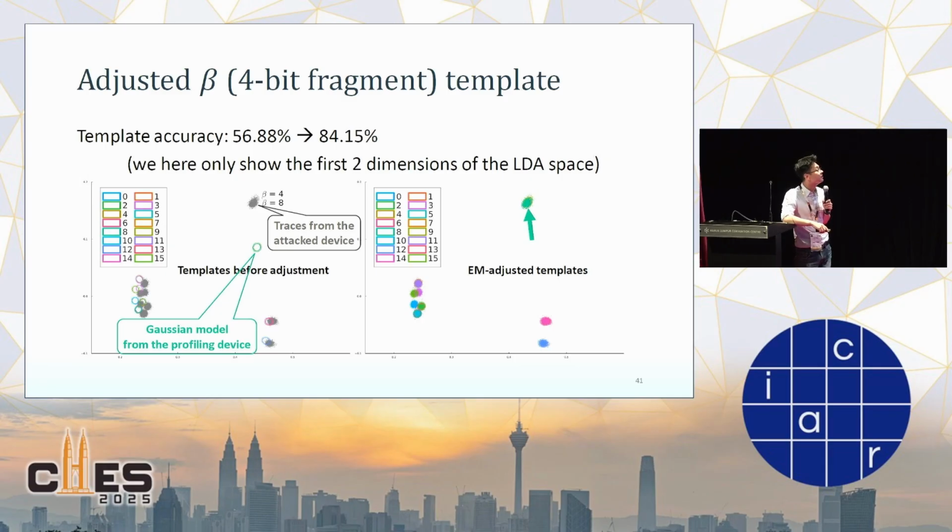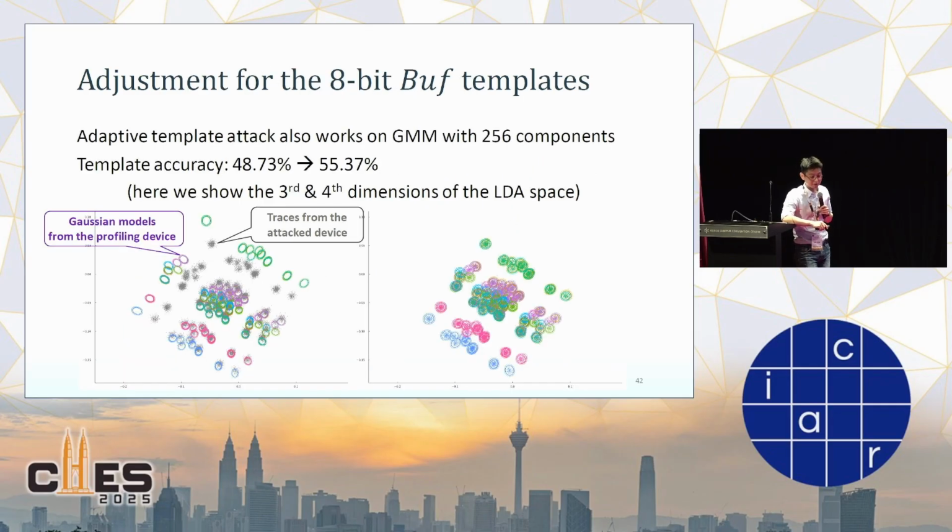This EM algorithm also works on a template that has a lot more components. That is the 8-bit buff template, where we have 256 components. Here is the before picture of our EM adjustment, and here's the after. I want to stress that in this graph we only show the 3rd and 4th dimensions of the LDA space, meaning there are more LDA dimensions that could further separate the dots that seem close together here. With our EM adjustment, we can improve our template accuracy for this buff template from 48% to 55%.